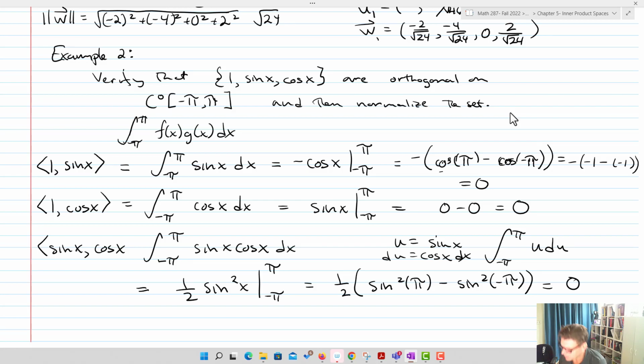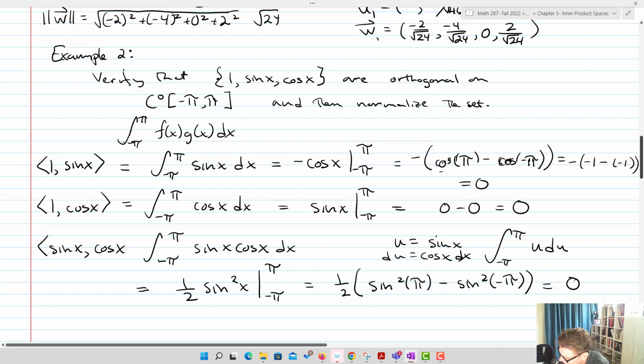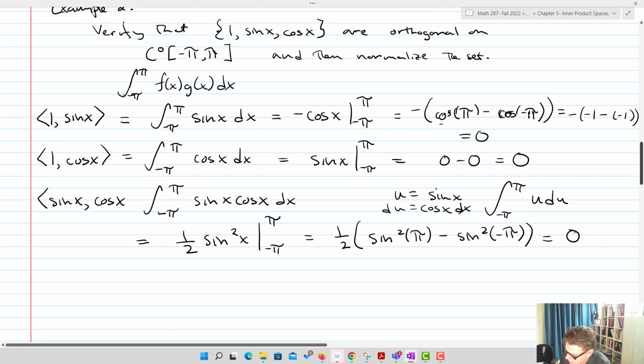So what we've done, we've gone in and evaluated the inner product for each pair and found that the inner product for all of them is equal to 0. Okay? Now what do we need to do? We need to go in and normalize the set. So that means we're going to do something like this.